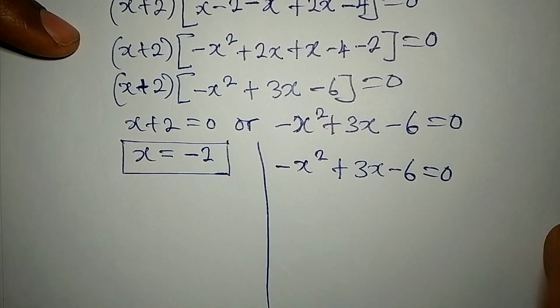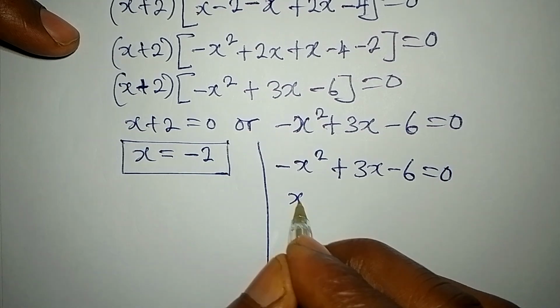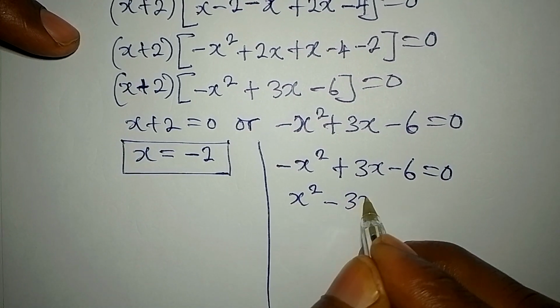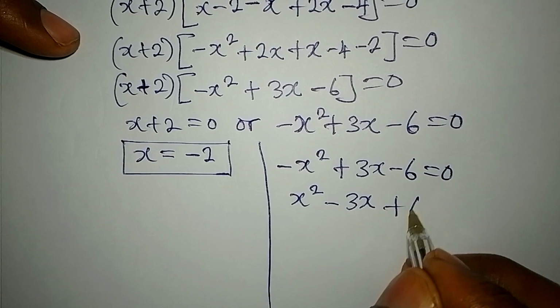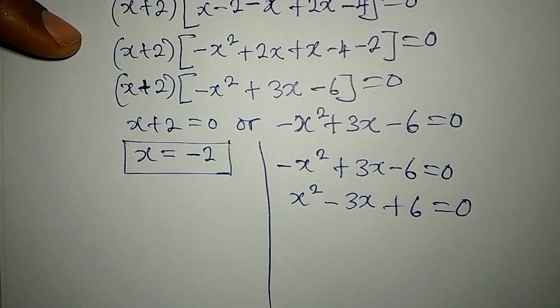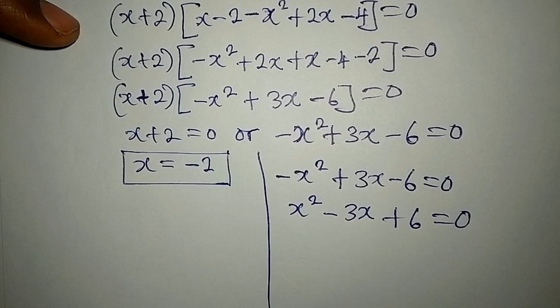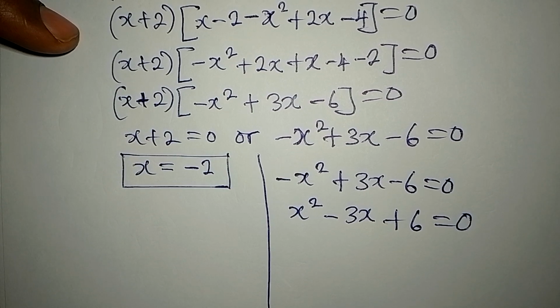This is quadratic. Let's remove the negative as we have x squared. The negative will turn this to negative 3x. It will turn this to plus 6. And then we have 0. So the question now is, what method do we apply in solving this problem? Okay, so we're going to use the quadratic general formula method.